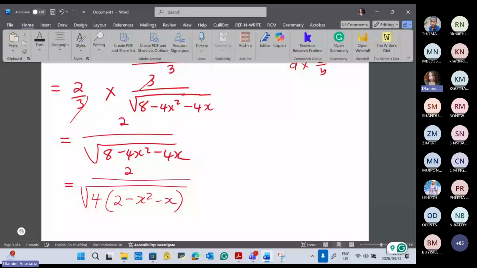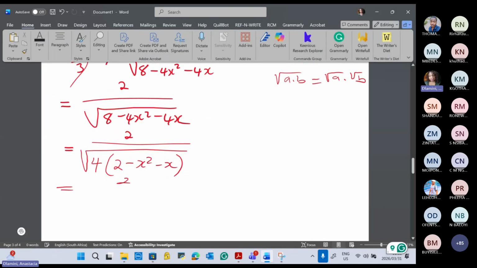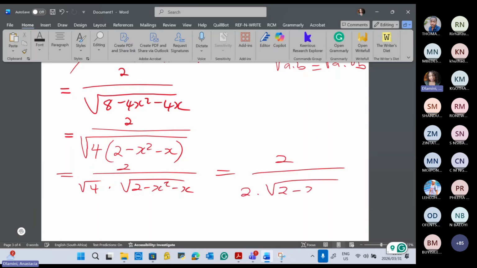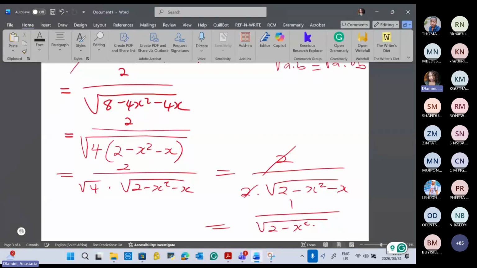And according to the surd notations, we say the square root of A times B is the same as the square root of A times the square root of B. So this becomes 2 over the square root of 4 times the square root of 2 minus x squared minus x. And we know the square root of 4 is 2. So this is 2 over 2 times the square root of 2 minus x squared minus x. This 2 and that 2 cancel. So you have 1 over the square root of 2 minus x squared minus x.